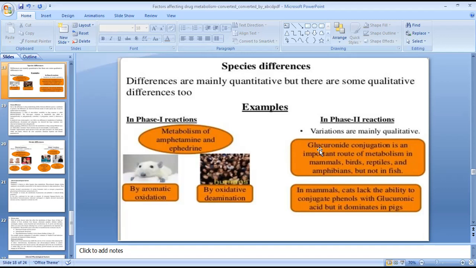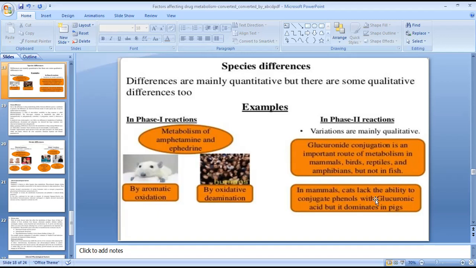Now, in the case of glucuronide conjugation, yesterday only we have seen the glucuronide conjugation. Glucuronide conjugation is an important route of metabolism in mammals, birds, reptiles, and amphibians, but not in fish. Because we all know glucuronic acid is easily available, assisting the metabolism of several drug molecules, because we are totally depending upon the carbohydrate diet, and these carbohydrates are going to produce the glucuronic acid. So easy availability of glucuronic acid will do the phase 2 metabolism of several drug molecules. But in the fish, this is not the case.